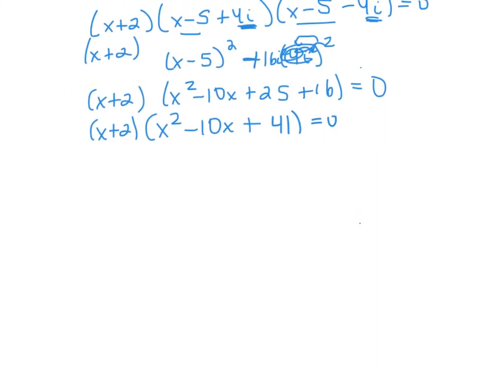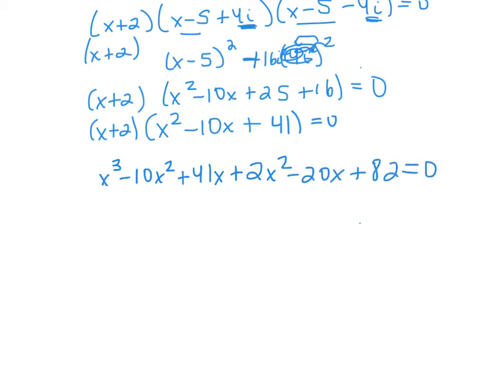So x times x squared is x cubed. X times negative 10x is negative 10x squared. X times 41 is plus 41x. 2 times x squared is plus 2x squared. 2 times negative 10 is negative 20x. And 2 times 41 is plus 82 equals 0.